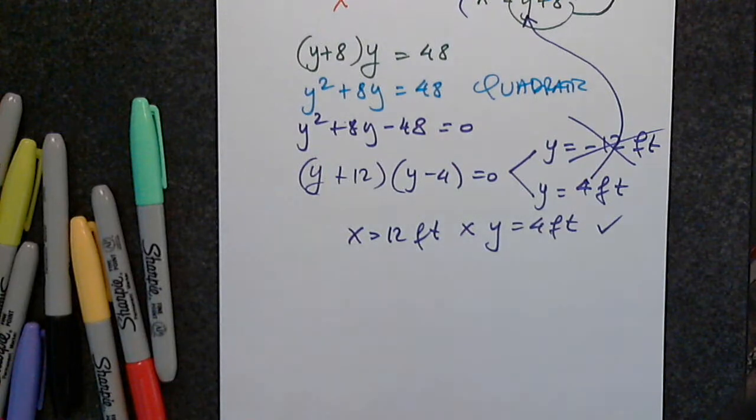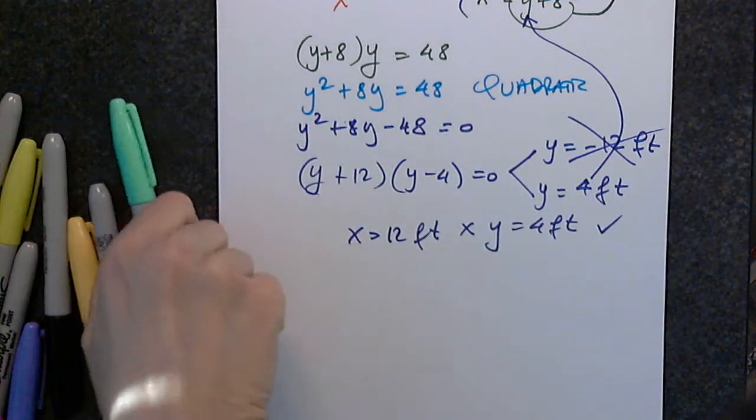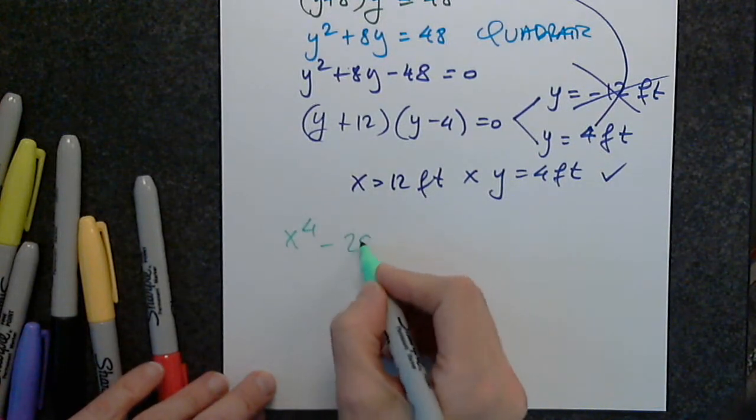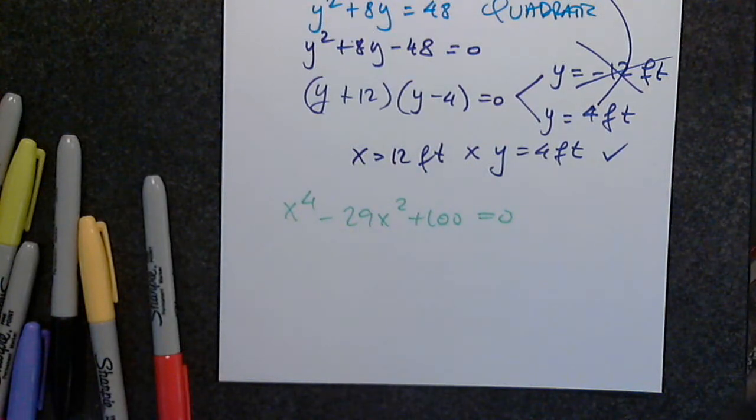Number 6. Let's take a look at number 6. And it says, solve the equation by making an appropriate substitution. Very good. So x to the 4th minus 29x squared plus 100 equals 0. What type of equation is it? You can say it's 2 different types that you showed us. Out of the long list of 8 different types, this one fits 2.